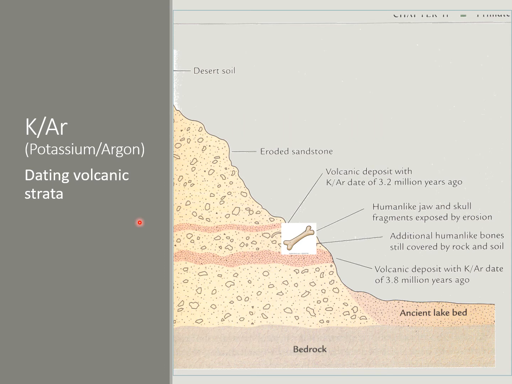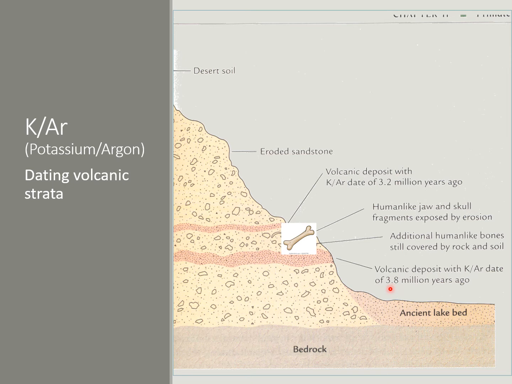And it's important to illustrate and emphasize here that, because we're dating volcanic strata, we're actually not dating the fossil itself, right? What we're dating are layers bracketing the fossil. So here we have a fossil. Underneath is a volcanic deposit that we can date 3.8 million years ago.